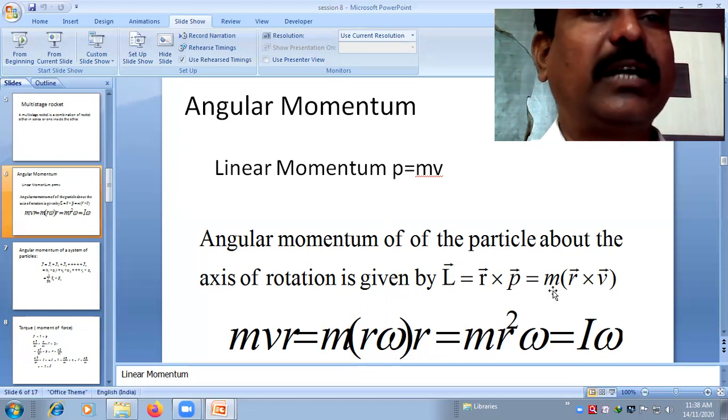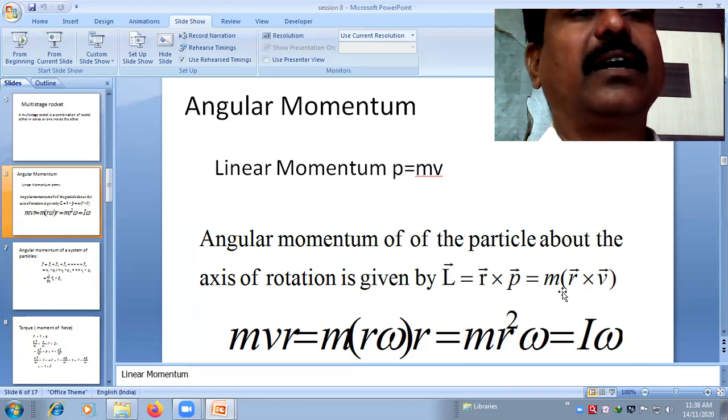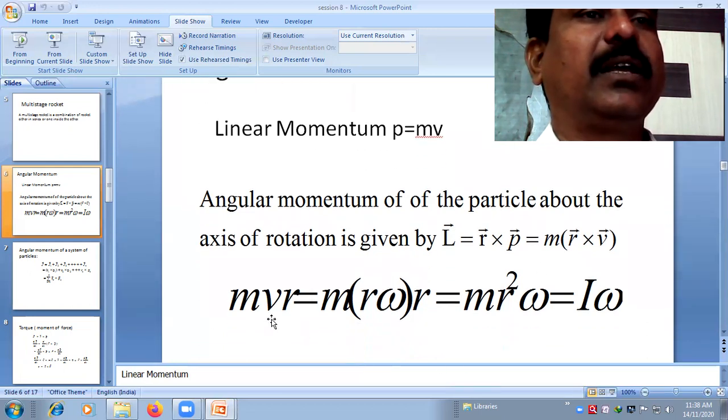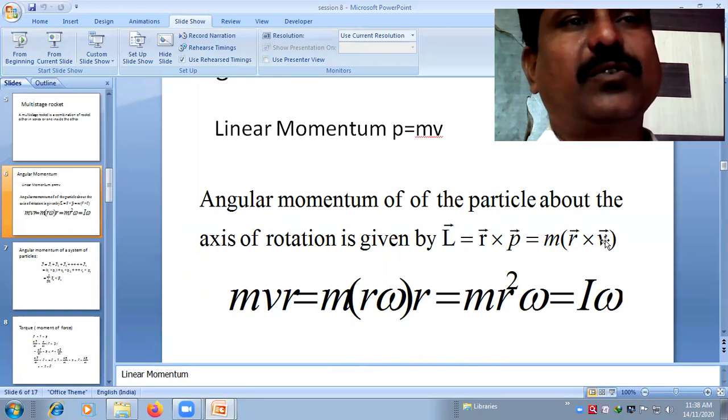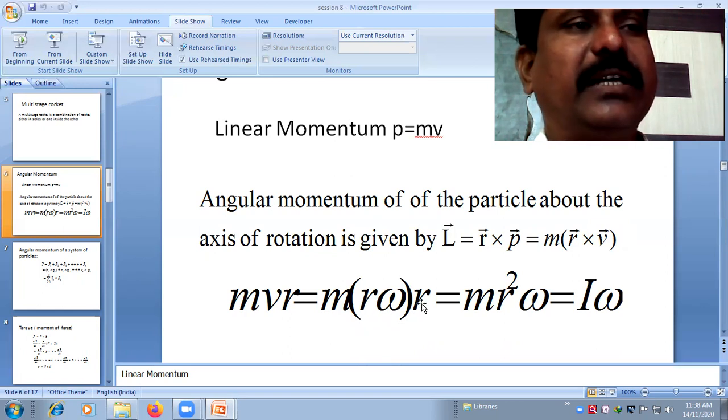So I have taken this one, r cross m v, which is m into r omega. Here v equals r into omega, the relation between linear velocity and angular velocity. So I have m into bracket r omega into r, that is m r squared into omega.